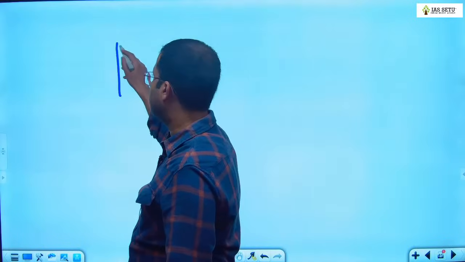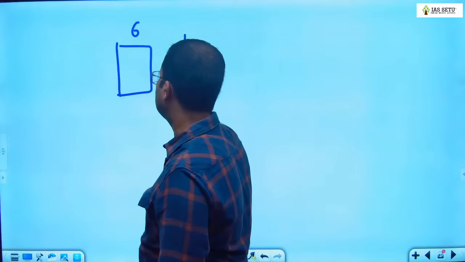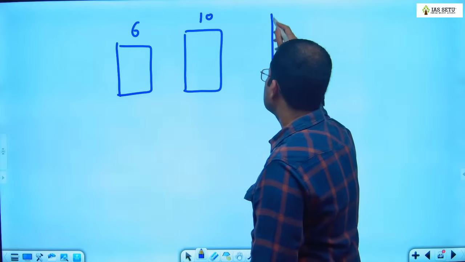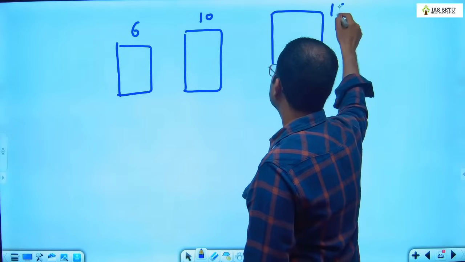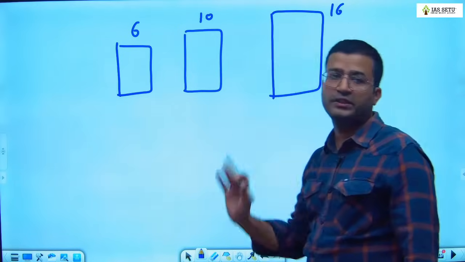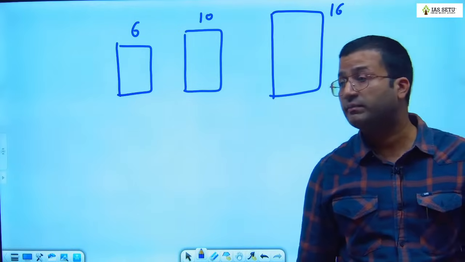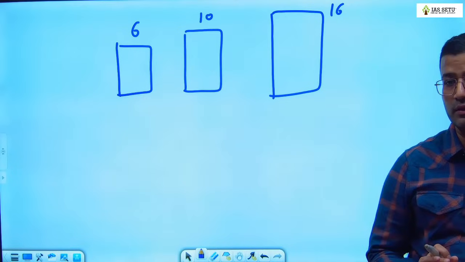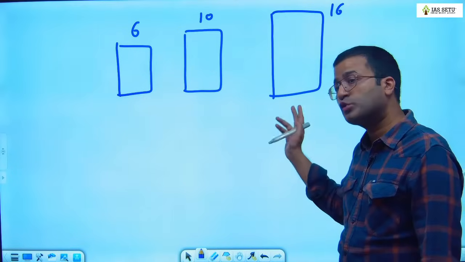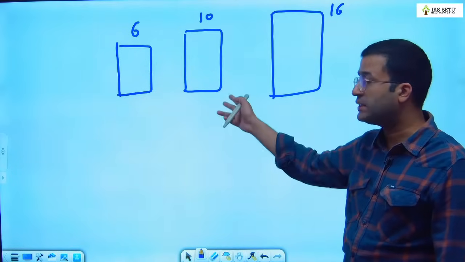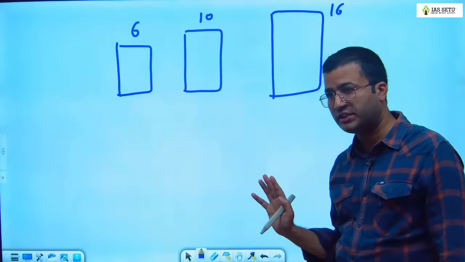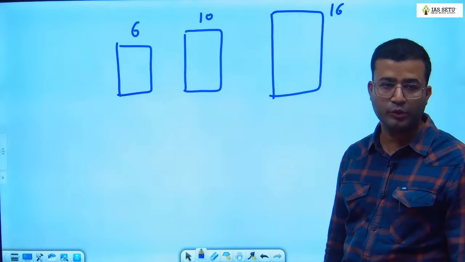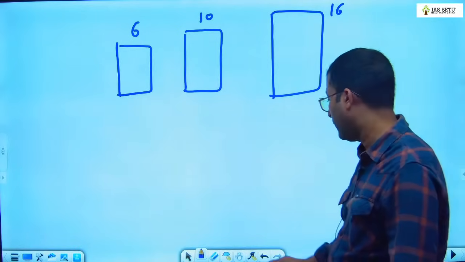There is a can A with a capacity of 6 liter. Can B has a capacity of 10 liter. Can C has a capacity of 16 liter. C has 16 liter of milk. Now how do we make it so that these two cans have 6-6 liter, or these two cans have 8-8 liter? Is it possible? That is the question.